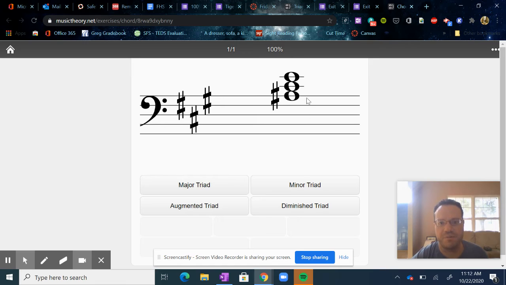That is a minor third between 1 and 3, the root and the third, and then there's a diminished fifth between A sharp and E natural. That would be the tritone, diminished, so that's diminished.